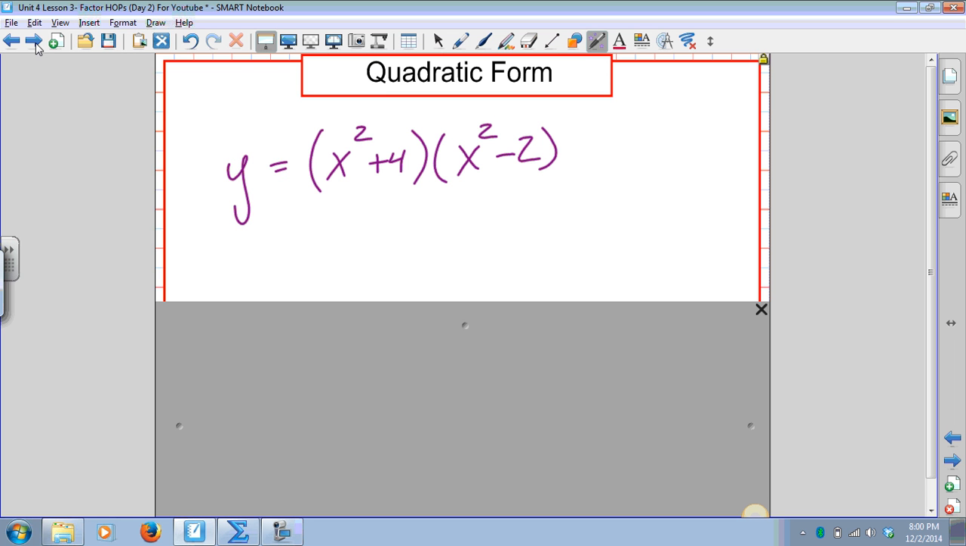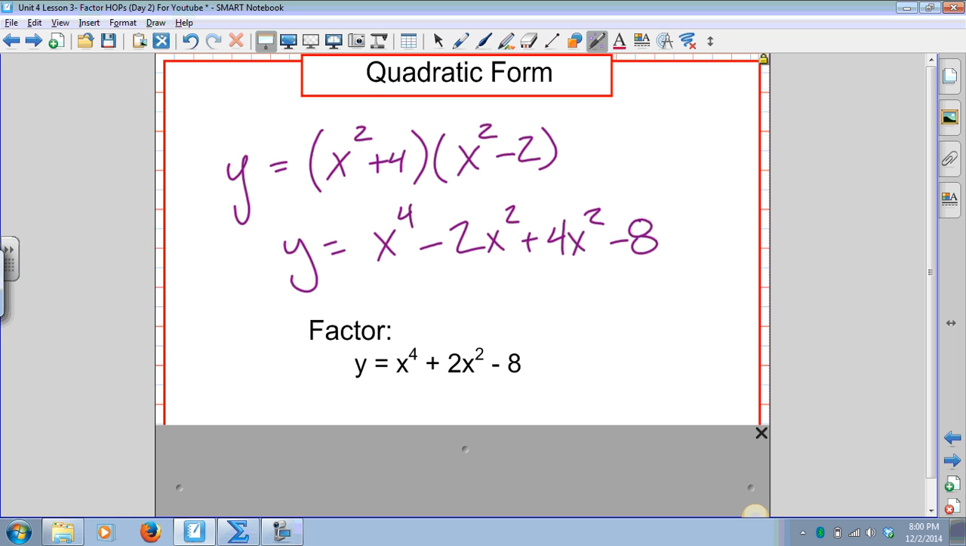So I have two binomials in an equation, y equals x squared plus 4 times x squared minus 2. When I FOIL those out, I get y equals x to the fourth minus 2x squared plus 4x squared minus 8. And when I combine like terms, I get x to the fourth plus 2x squared minus 8.